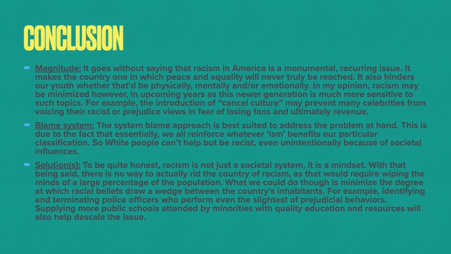As far as blame, the system blame approach is best suited to address the problems at hand. This is due to the fact that essentially we all reinforce whatever ism benefits our particular classification. So white people can't help but be racist even unintentionally because of societal influences.